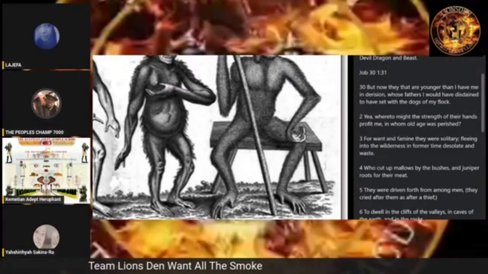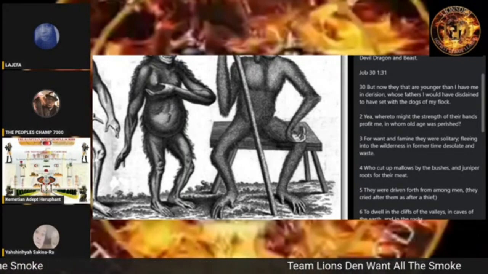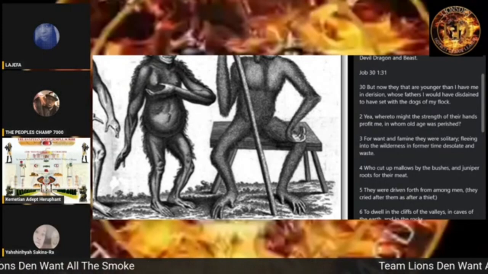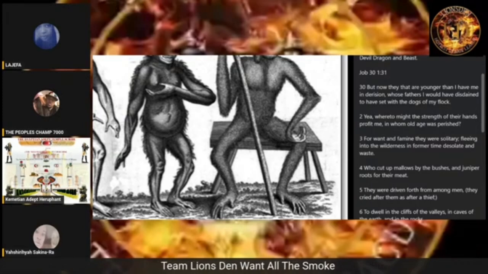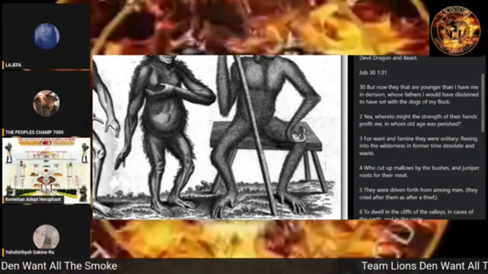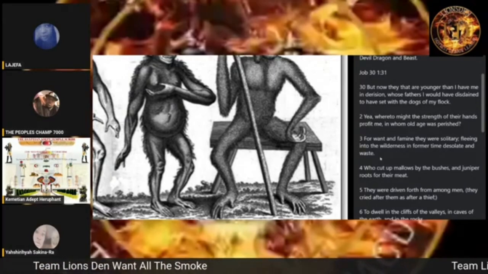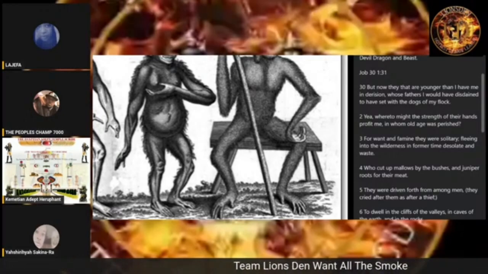Job say, but now they that are younger than I have me in derision, whose fathers I would have disdained to sit with the dogs of my flock. Job said they weren't even worthy to sit with the dogs of his flock. He said, yea, whereunto might the strength of their hands profit me, in whom old age was perished. For in want and famine they were solitary, fleeing into the wilderness in former times, desolate and waste, who cut up mallows by the bushes and juniper roots for their meat. They was eating roots.